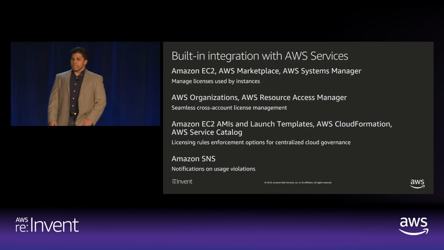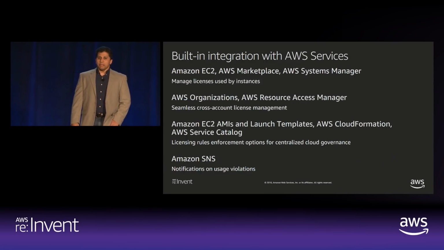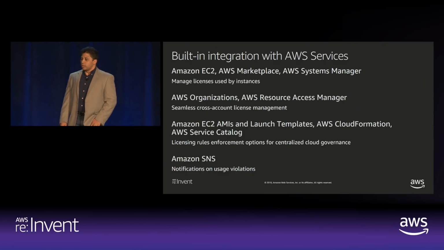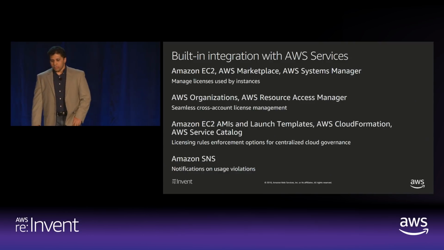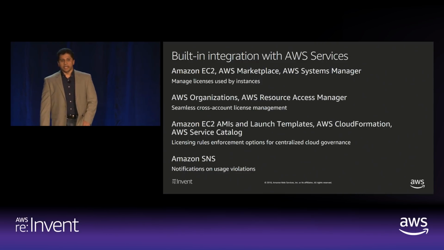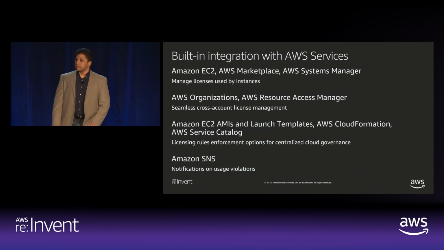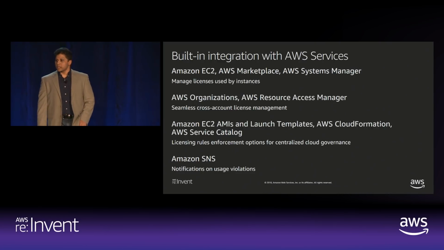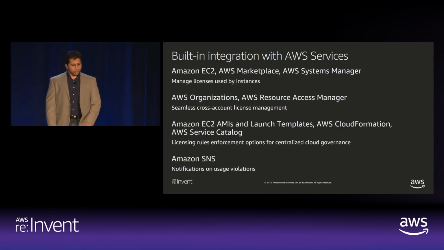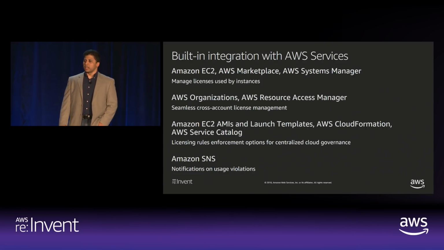To recap, let's talk about the built-in integrations with AWS services. You can manage licenses on instances for Amazon EC2. You can manage your licenses with BYOL products that are offered through AWS Marketplace. And you can manage licenses on any server that is configured with AWS Systems Manager, be it on AWS or on premises. There is integration with AWS Organizations, AWS Resource Access Manager, and again, Systems Manager to provide you a seamless cross-account license management experience.